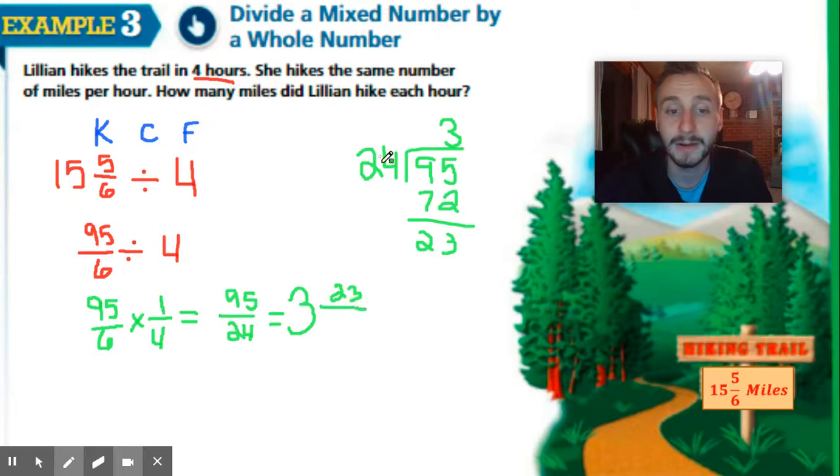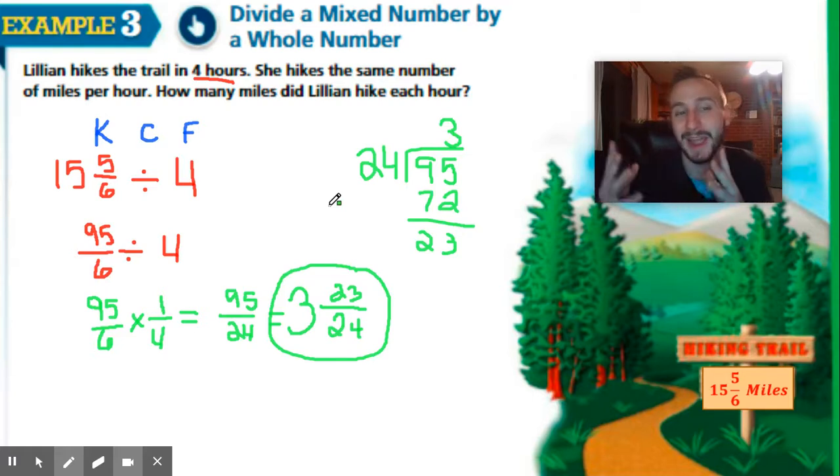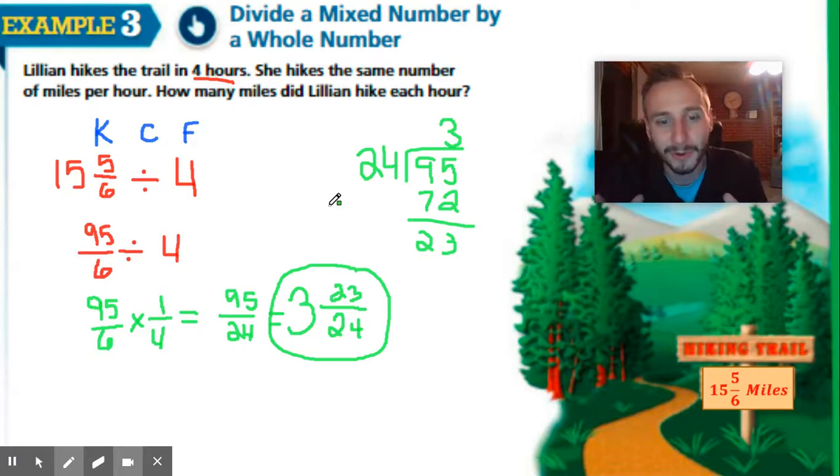And your denominator is your divisor, which is 24. So I know this sounds weird and it looks weird, but it's 3 and 23/24, right? Which is really, really close to 4, right? So how many miles did Lillian hike each hour? Really close to 4, but it was 3 and 23/24.